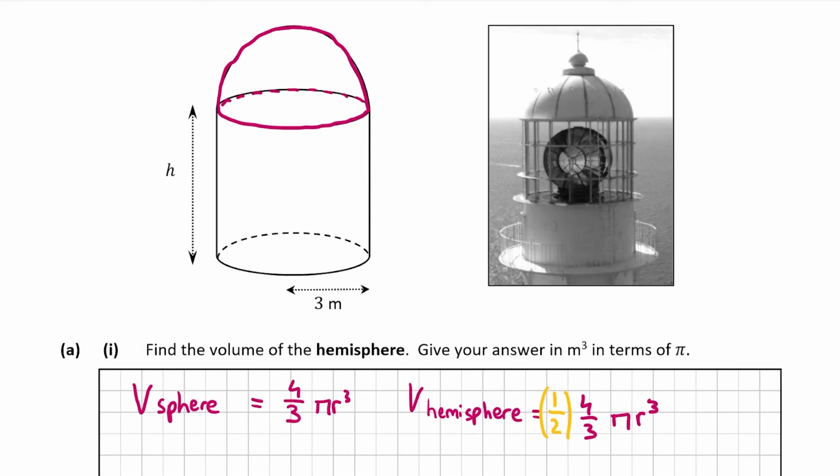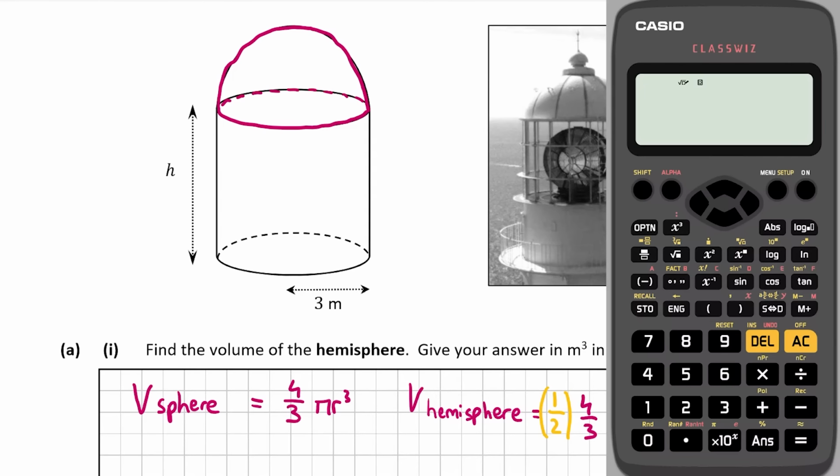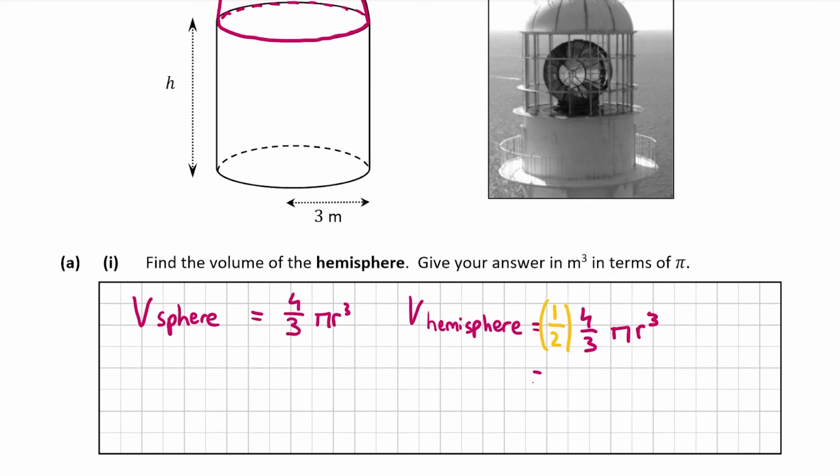So we can just multiply a half by 4 over 3 now, which you can do. And if we do 1 over 2 by 4 over 3, you'll see that that's equal to 2 over 3. So therefore, the volume of a hemisphere is given by 2 over 3 pi r cubed.